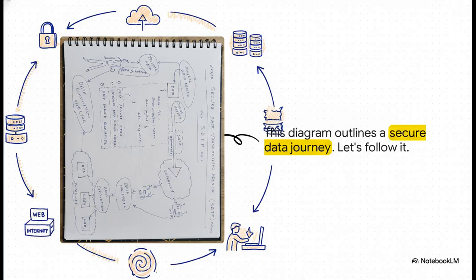And this awesome hand-drawn diagram is going to be our roadmap. It lays out the entire life of a single piece of data, all happening under something called the Secure Data Transmission Protocol, or SDTP for short. We're going to walk through this step by step.